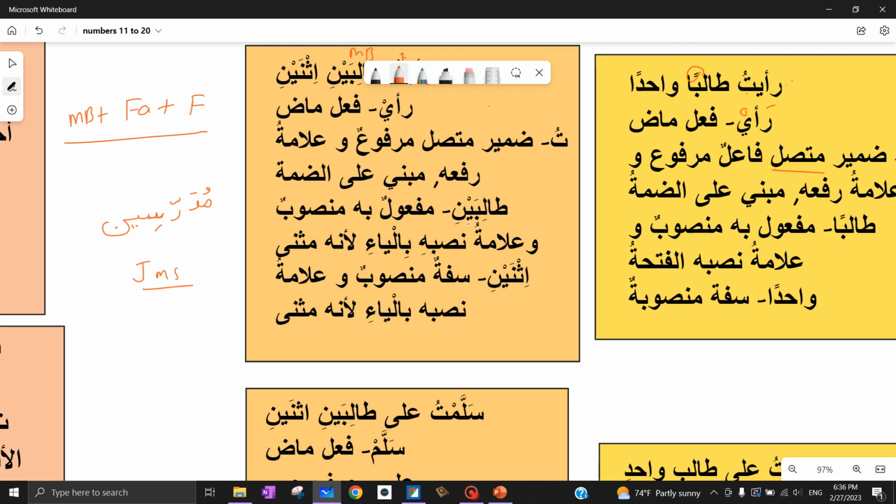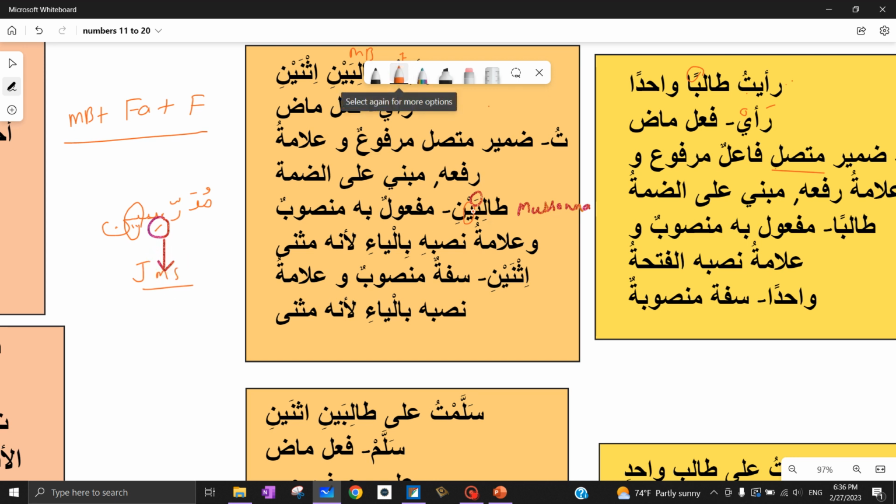Here also ya, it is recognized by ya, and here also it is recognized by ya. What is the only difference here? The only difference here is the fatha before the ya tells you that this is Muthanna case. Okay? This is a very important point and I always repeat this. And in this case, you will see the kasra before the ya. This tells you that it is Jama Muzakkar Salim. Okay, this is the major difference.